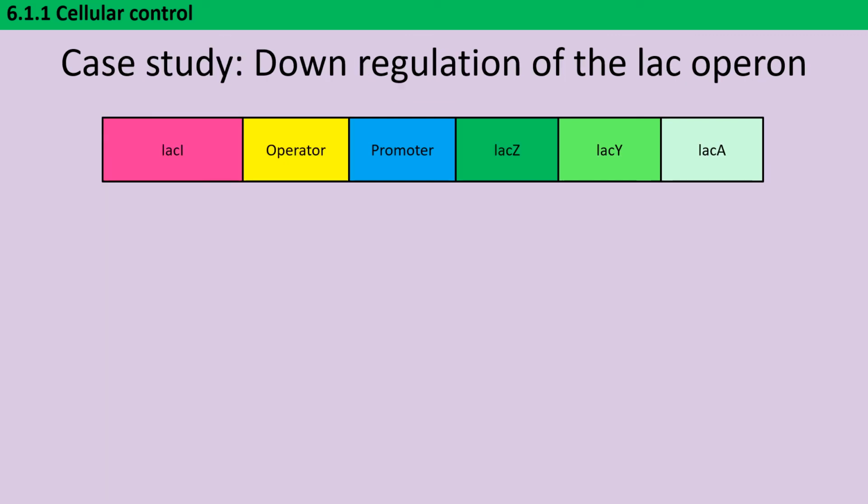You need to know the specific details of how the lac operon, which is found in various bacteria including E. coli, works. The lac operon is used by bacteria to turn on a series of 3 genes, which are used to digest lactose when glucose is unavailable.